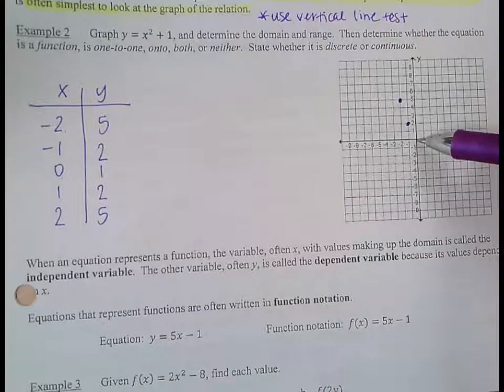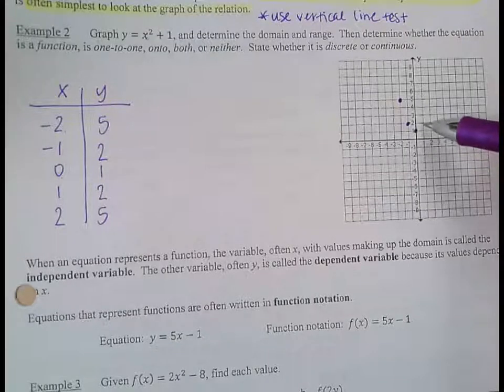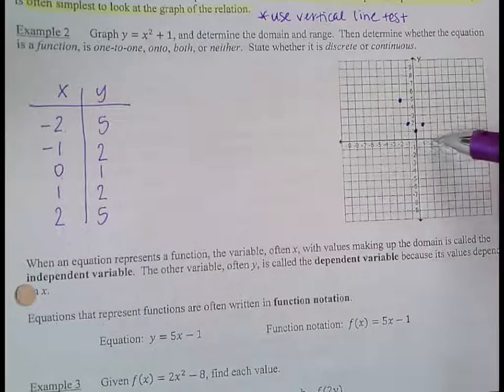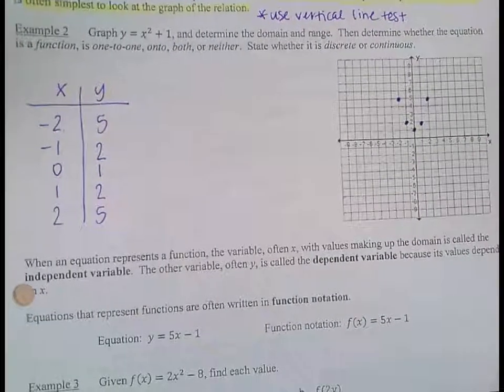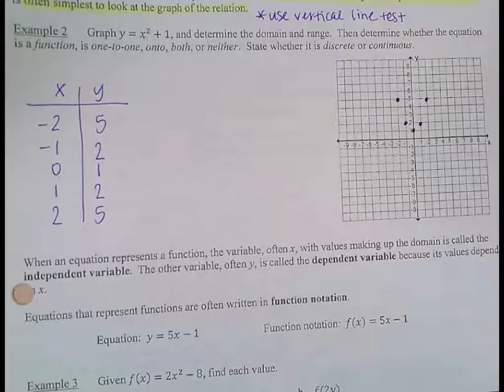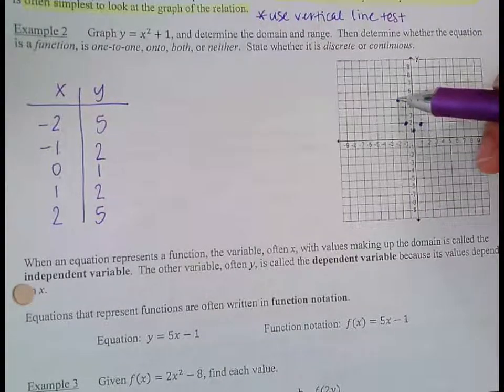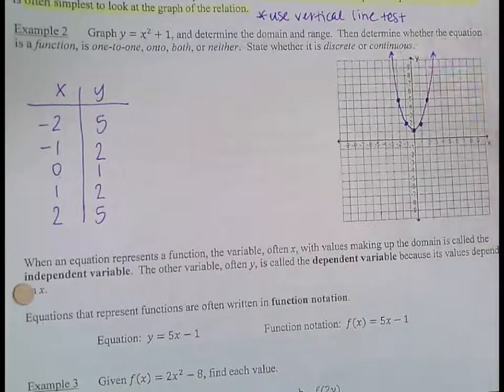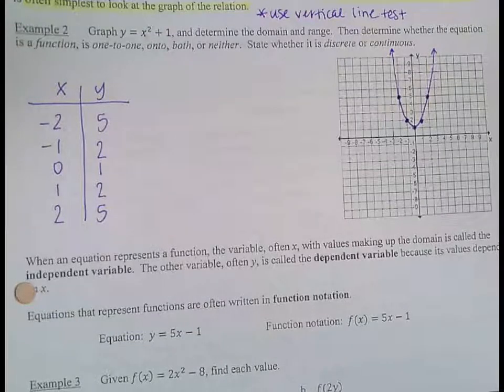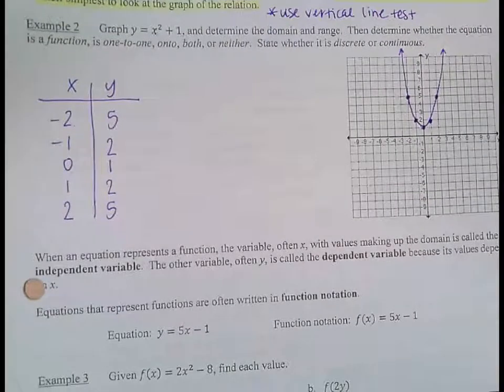0, 1 is just up 1 on the y-axis. 1, 2 is right 1, up 2. 2, 5 is right 2, up 5. And then I should connect these points, not only connect them, but draw my curve through the last points I have on there, draw arrows to show it's continuing. Because I really could have plugged in any x value, I just chose to plug in those 5 x values. And there's the graph.